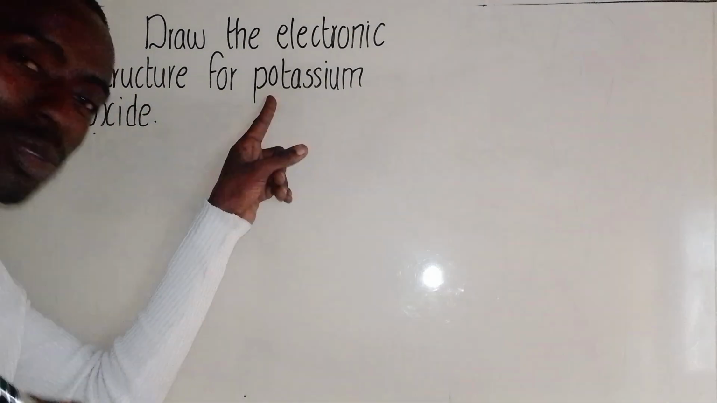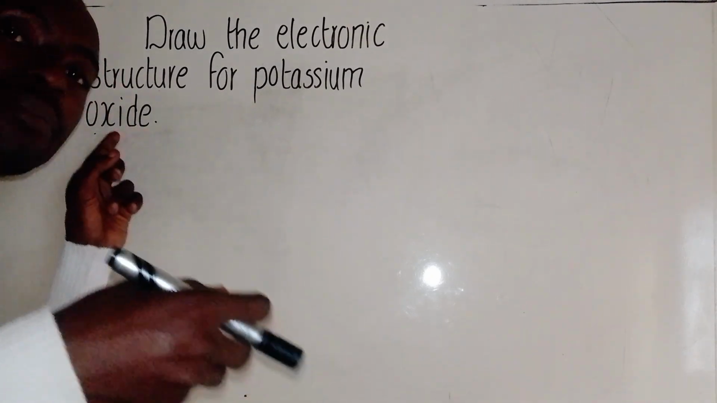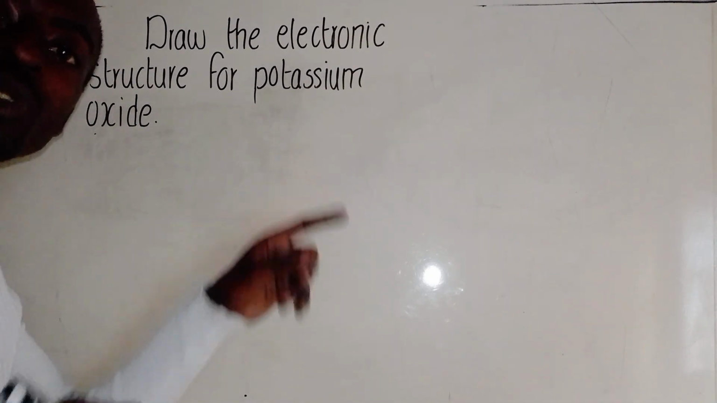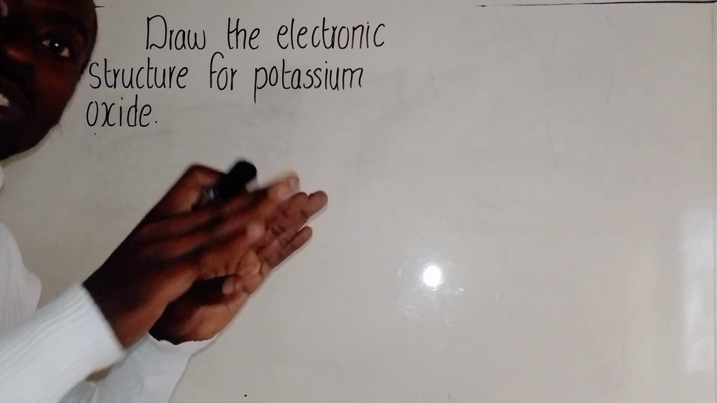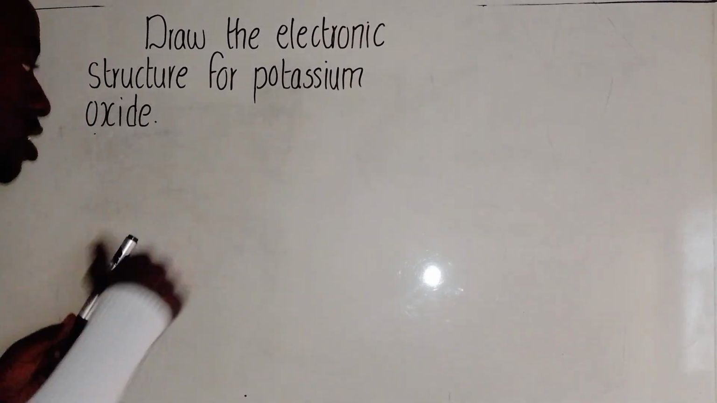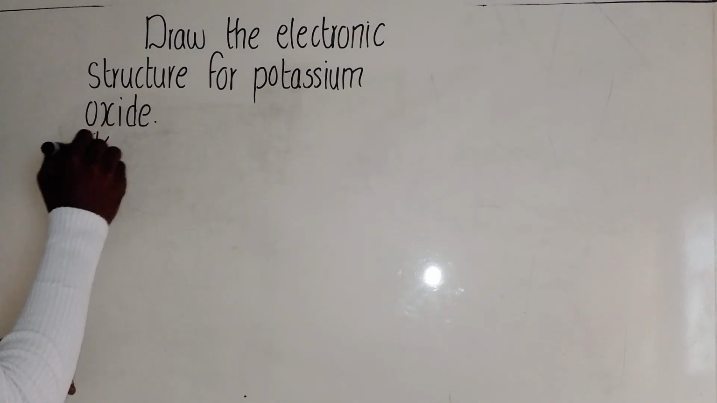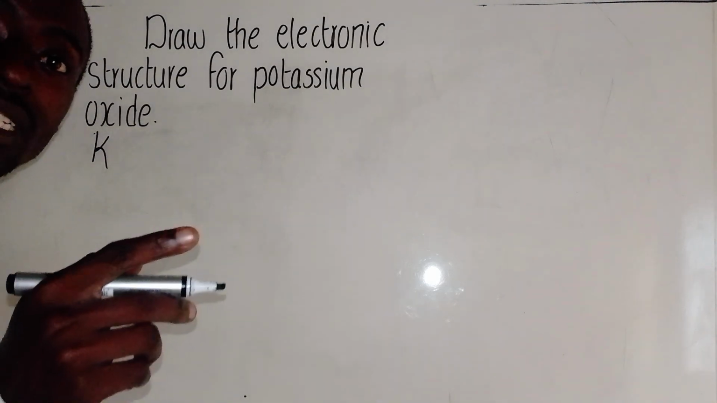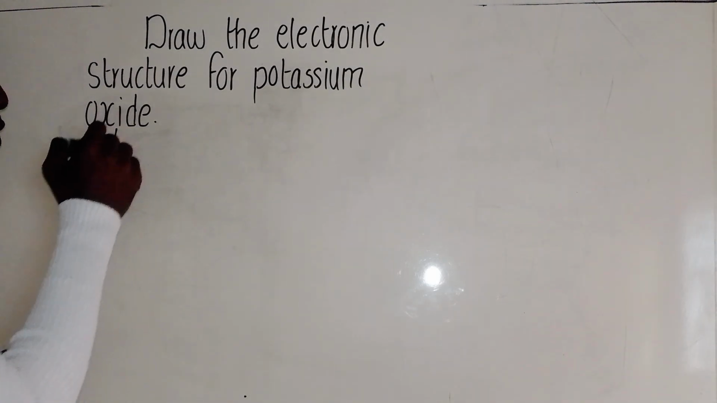How? Metals, they transfer electrons. Non-metals, they gain electrons. So if you want to draw the structure, the first step is to write the chemical formula. So this is potassium. It is here. It is K. And potassium is found in group 1, meaning it has a valency of 1.